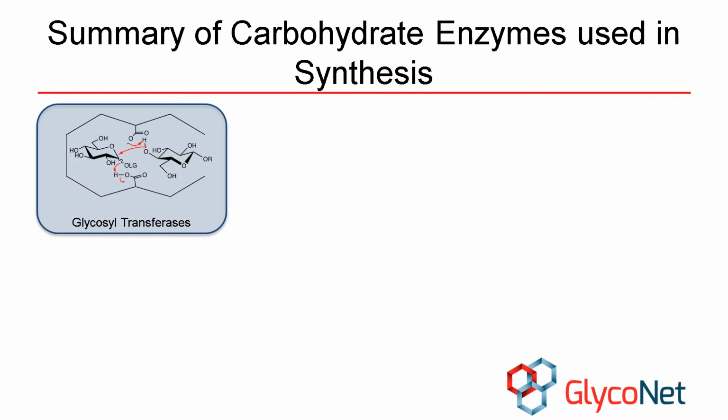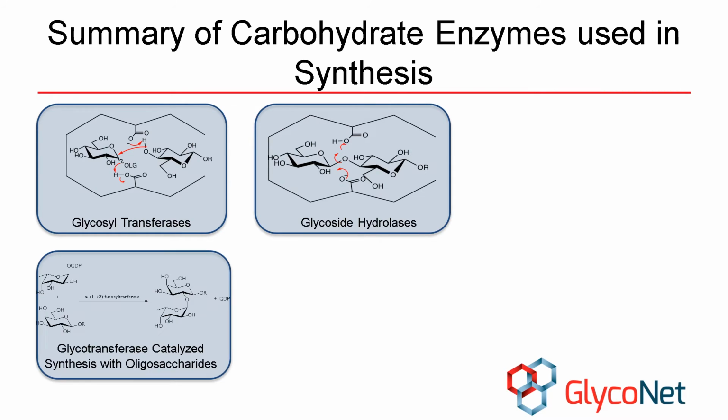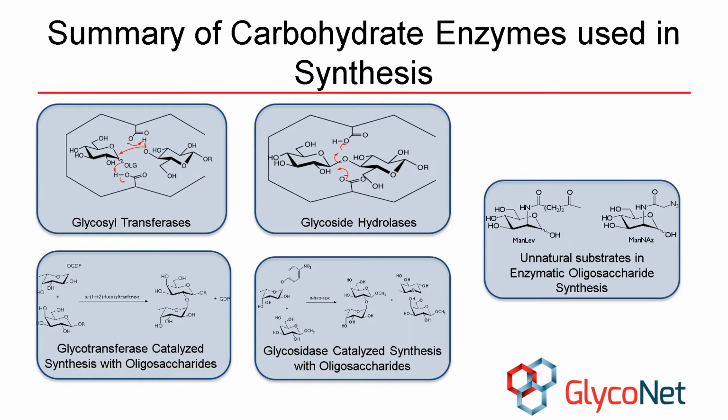Today we have talked about glycosyltransferases and glycosyl hydrolases, the two main types of carbohydrate active enzymes. We have briefly discussed how transferases and hydrolases can be used to synthesize oligosaccharides, and we touched on how unnatural substrates can be incorporated into the enzymatic oligosaccharide synthesis.